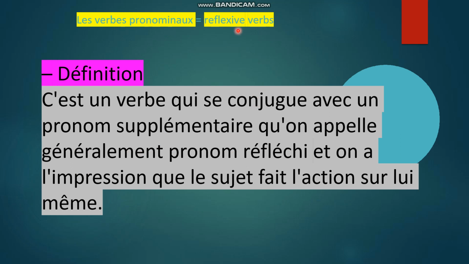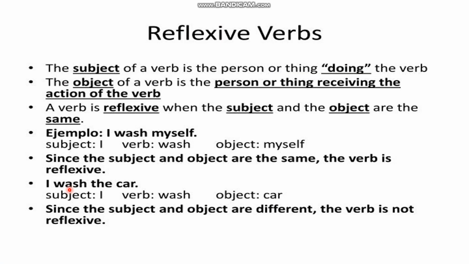Okay? Quelle est la définition? What is the definition in French? Then we are going to see the definition in English. La définition, c'est un verbe qui se conjugue avec un pronom supplémentaire qu'on appelle généralement le pronom réfléchi. Et on a l'impression que le sujet fait l'action sur lui-même. This is the definition in French. Let's see the definition in English.